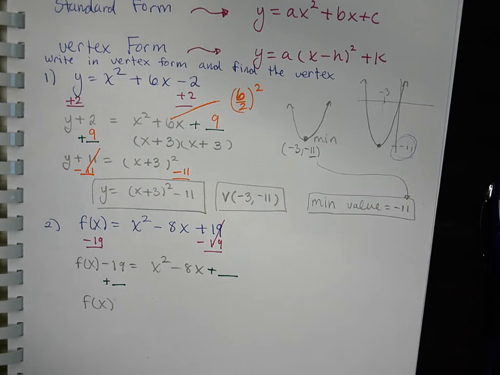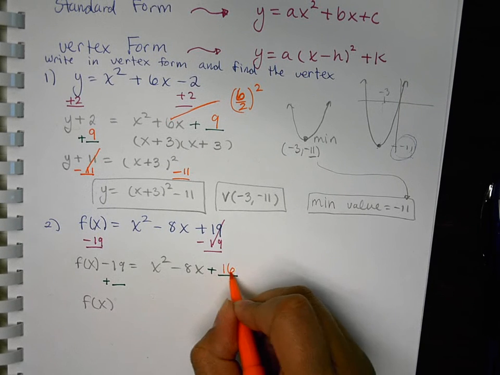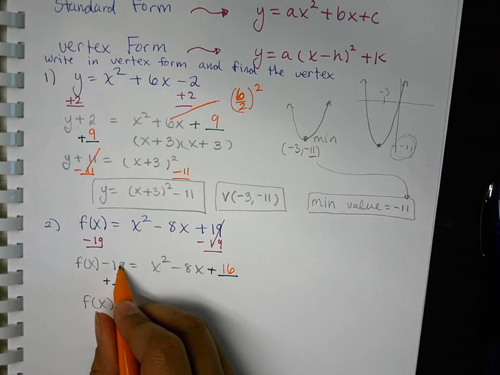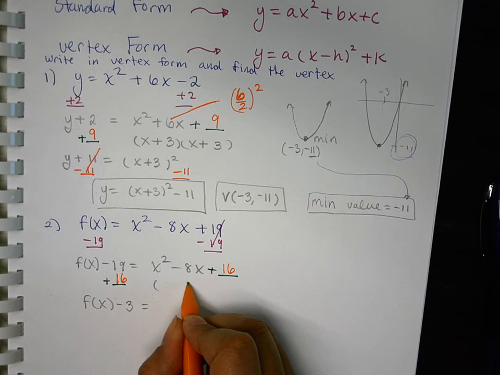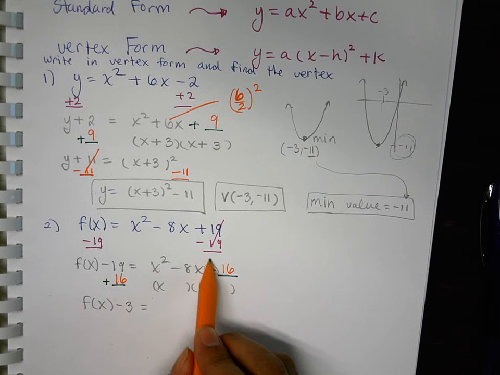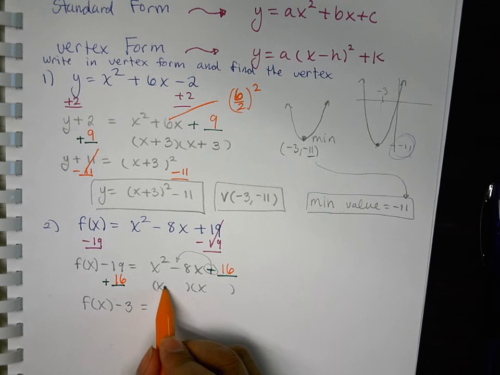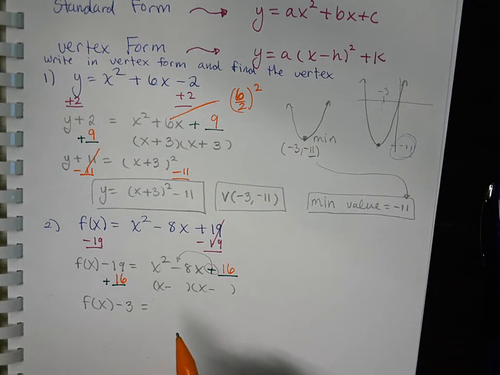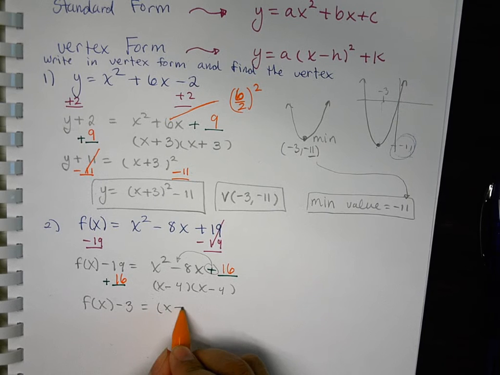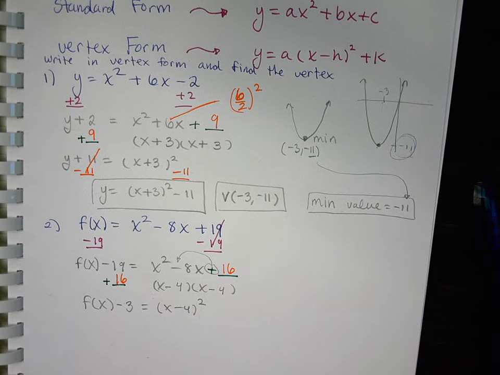You're on the factoring step. The blank is what? 16. All right, what's negative 19 plus 16? 3. Positive or negative? There's more negatives, so negative 3. And then double bubble, x into x, plus plus or minus minus? And it's minus minus, and this is the answer you gave me earlier. Minus minus what? 4. So x minus 4 quantity squared.